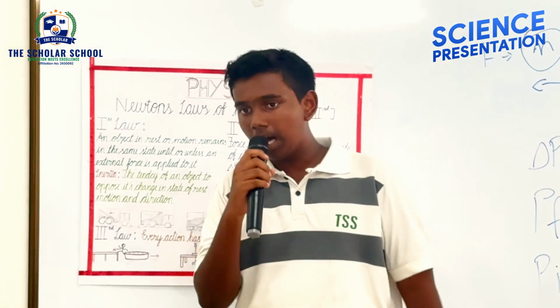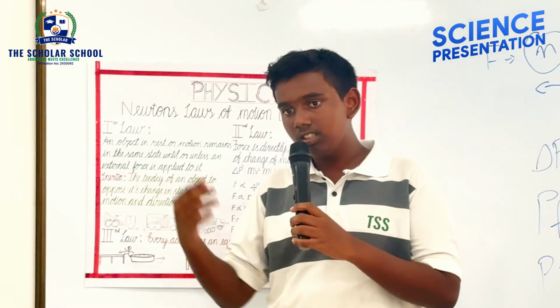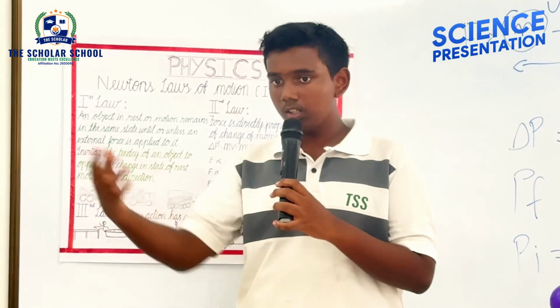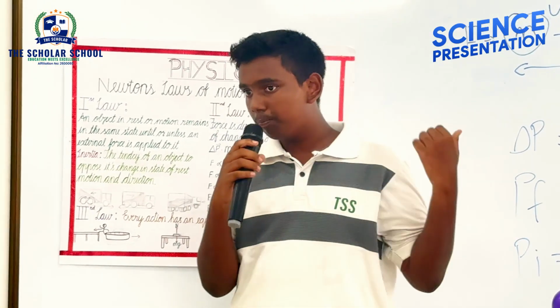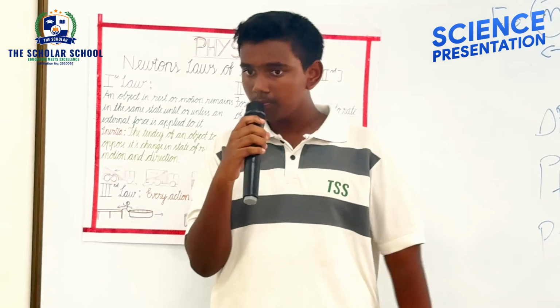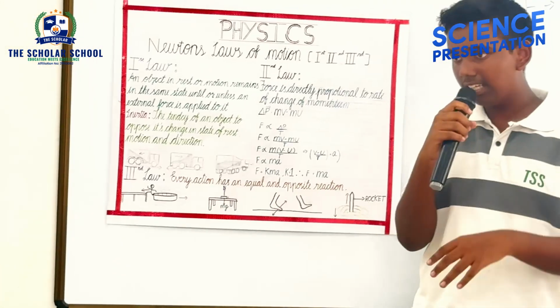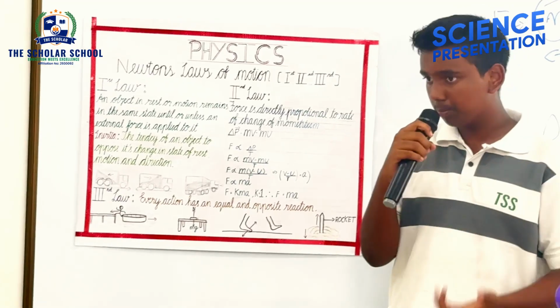What do you think will happen when James is jumping from a ship to a shore? Will the boat move backward or remain at the same place? This is less than the ship's mass.